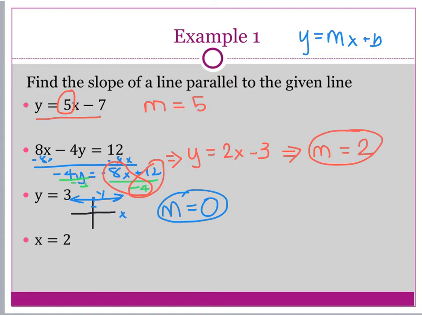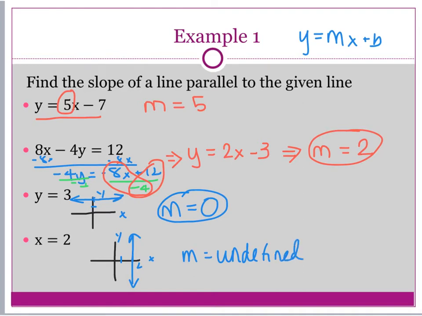Now for the last one where it says x equals 2, if I graph x equals 2, I'm going to go to my x-axis. And remember, this is x, this is y. So x equals 2 is going to be a vertical line through x equals 2. And the slope of a vertical line, remember, is going to be undefined.